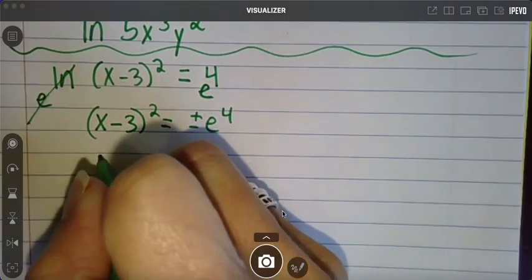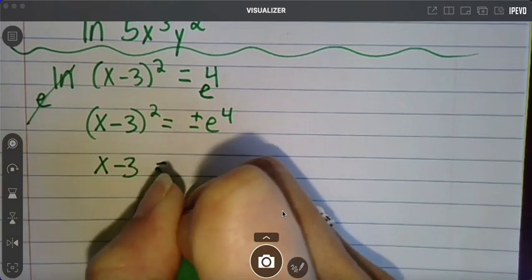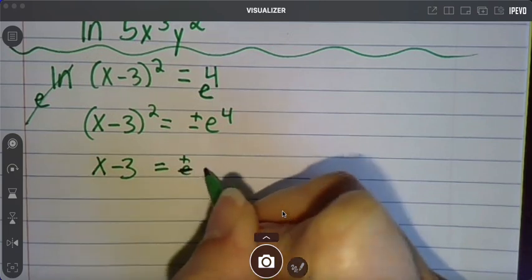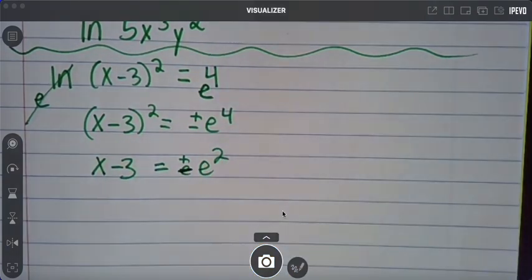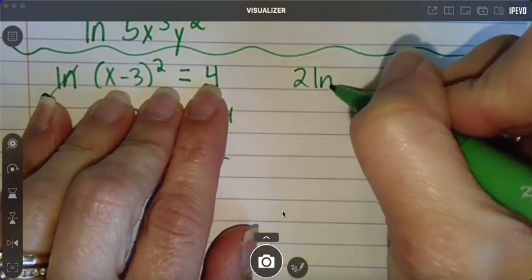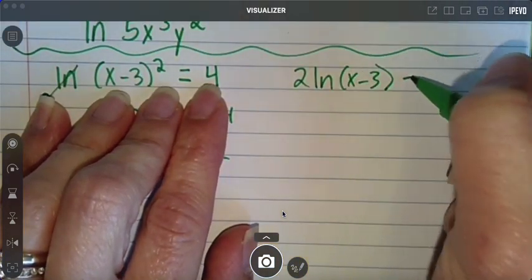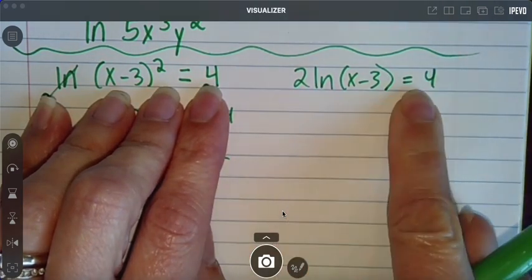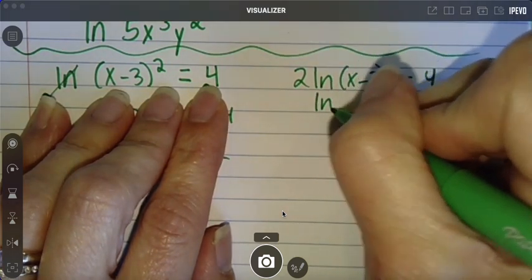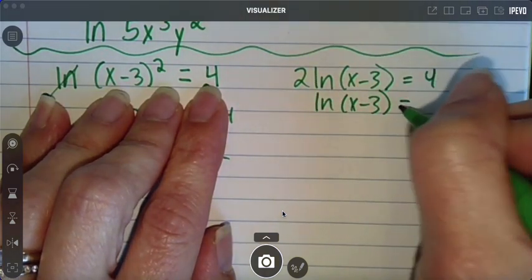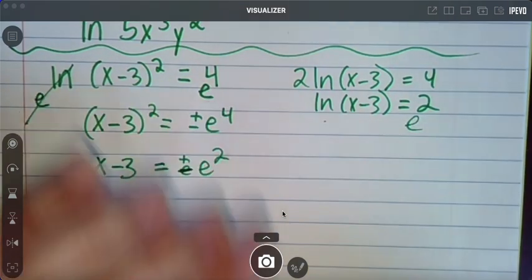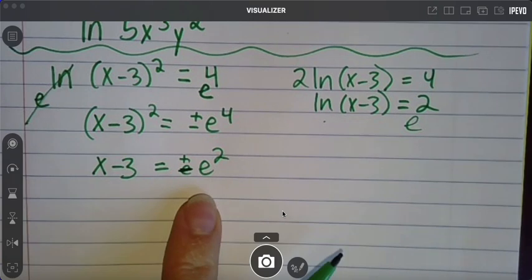So if you square root it, that becomes an x minus 3. And what's the square root of this 4? 2. That's plus or minus e squared. The way that I thought about it, your book doesn't do it this way, was I thought about in the beginning bringing that 2 down, and then I would just divide by 2. To me, this makes sense. So I would have x minus 3 equals 2, and then I would raise it to the e or whatever. Anyway, that's what I think to do.